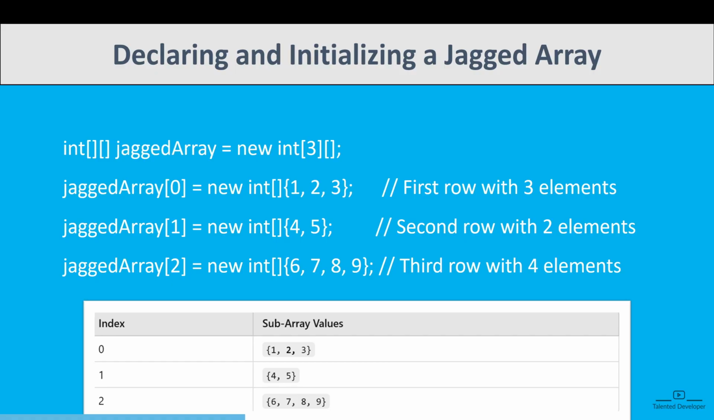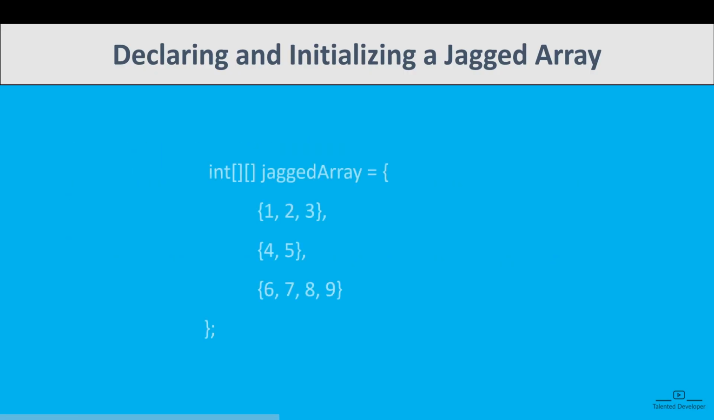So if I want to access the value 2, how can we access it? We can access it like jaggedArray of 0 and 1 index. It will give the output as 2 because here the row is 0 and the column is 1. You can also declare and initialize in a different way, like this. In one line you can just specify the values, like you can see on your screen.